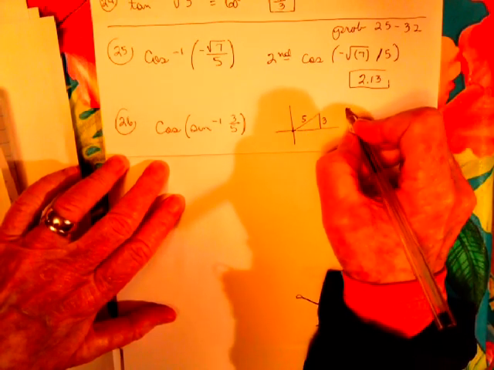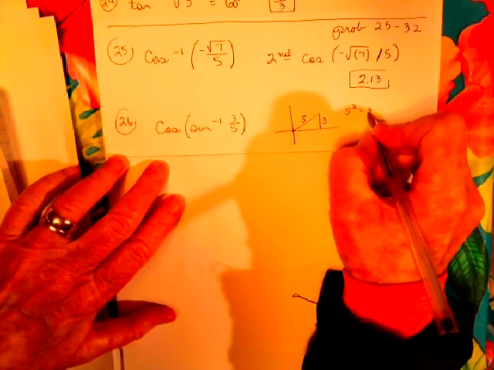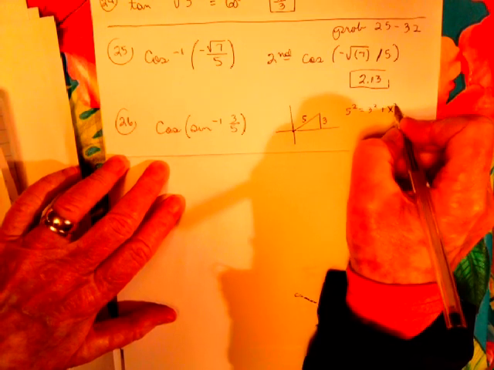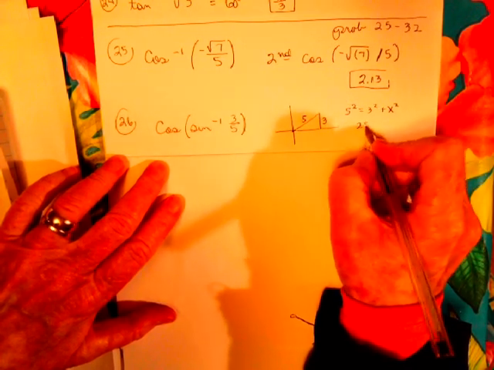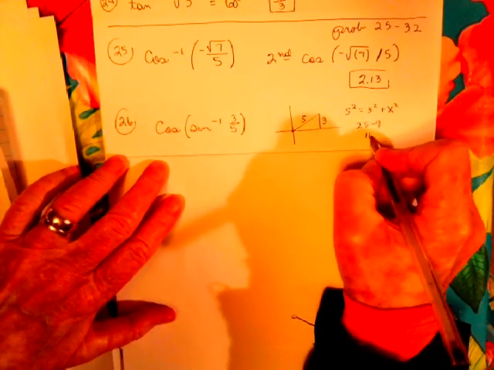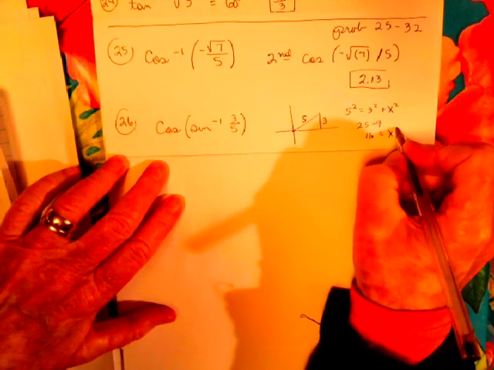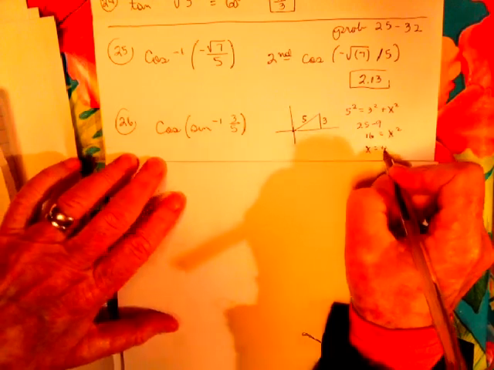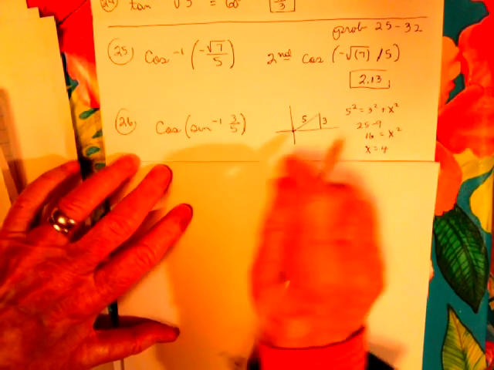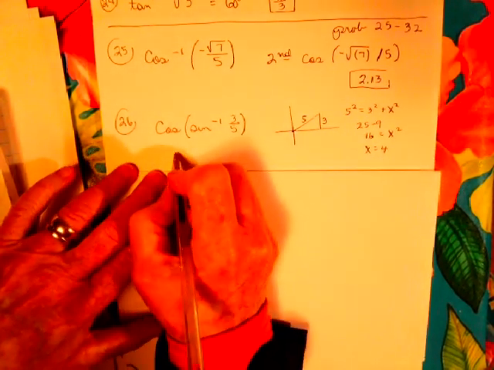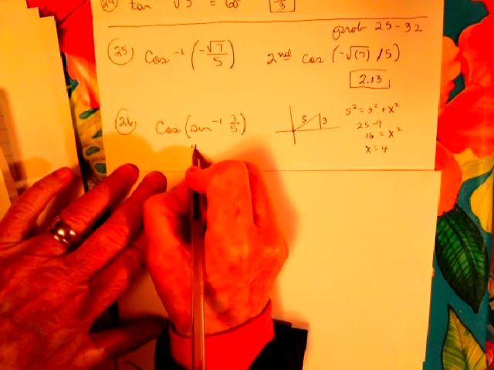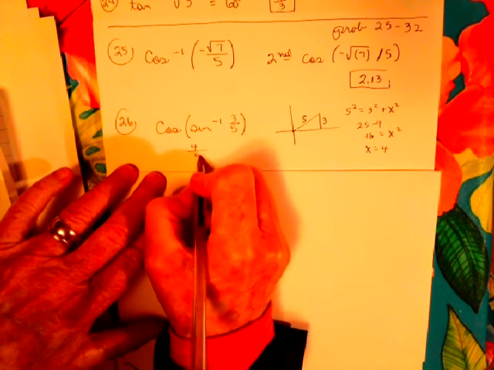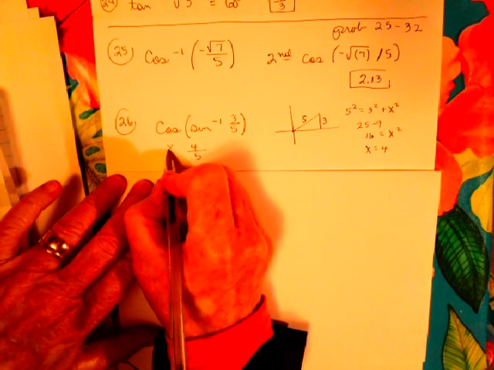Pythagorean's theorem, 5 squared equals 3 squared plus x squared. 25 minus 9 is 16. 16 equals x squared. That tells me x is the square root of 16, and in this quadrant x is positive 4. That tells me that my answer is 4 over 5 because it's x over r.